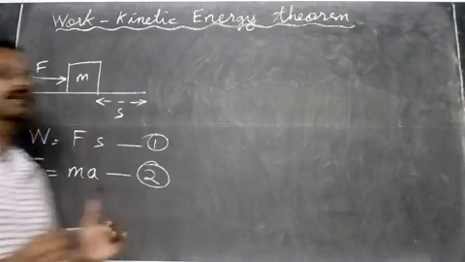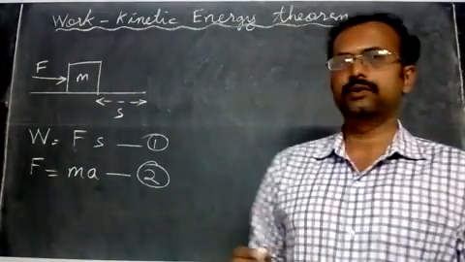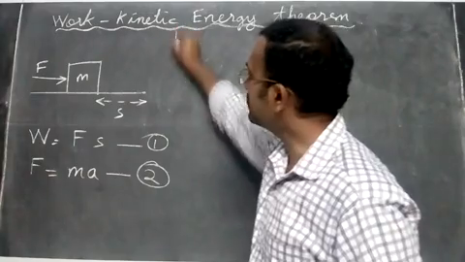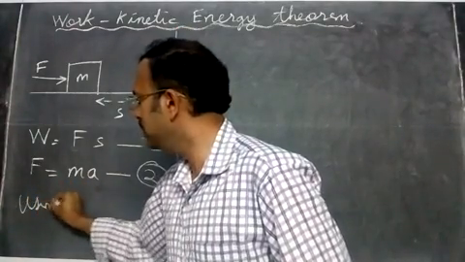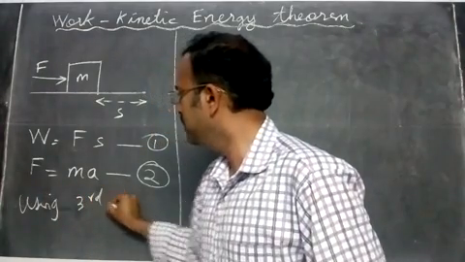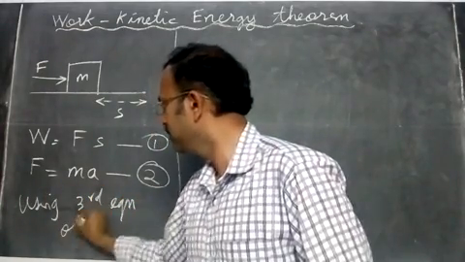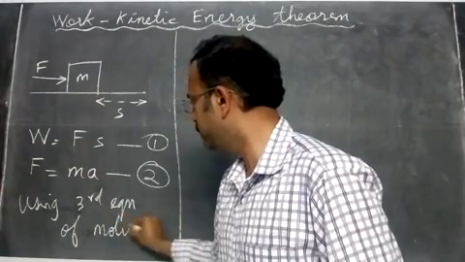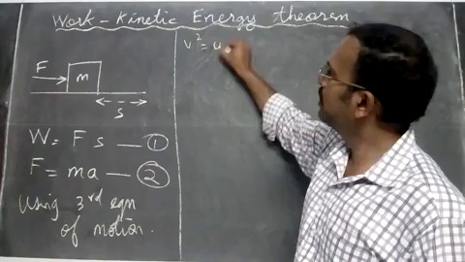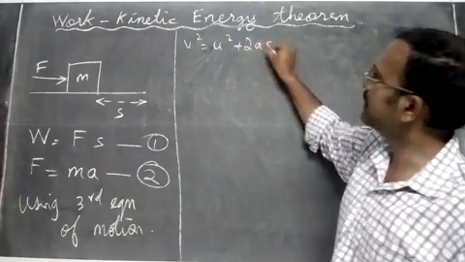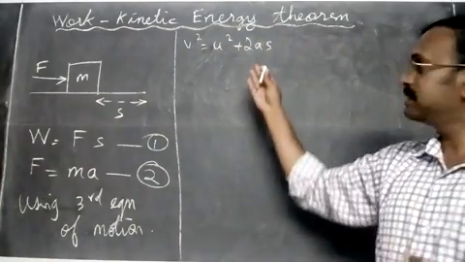Now we'll take the equations of motion. In the equations of motion, we have something called the third equation of motion. Let's use the third equation of motion. If you see, it's v square is equal to u square plus 2as. There are different ways of writing it. One of the ways is this one.